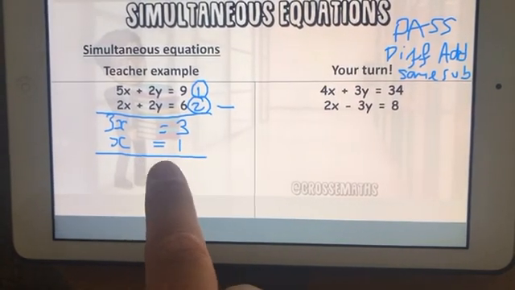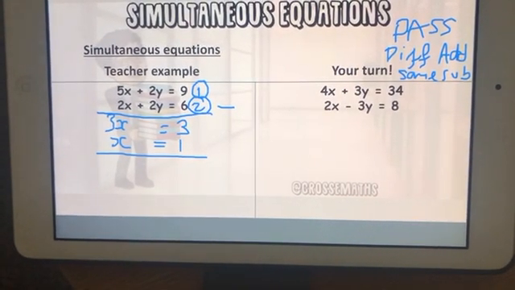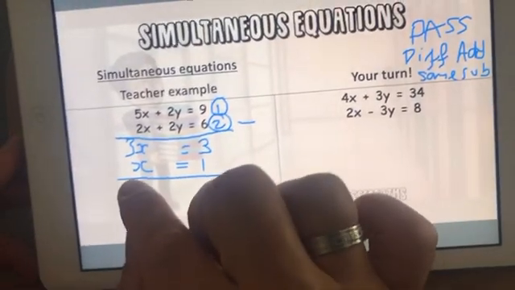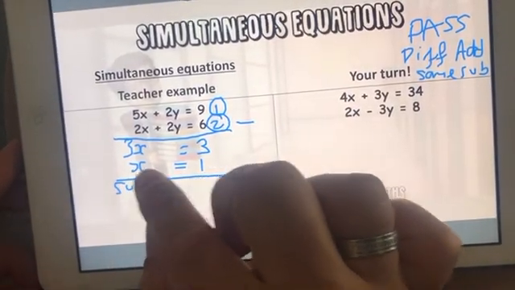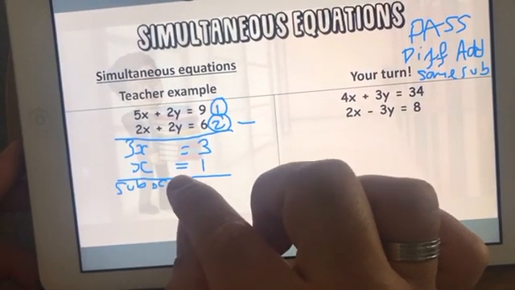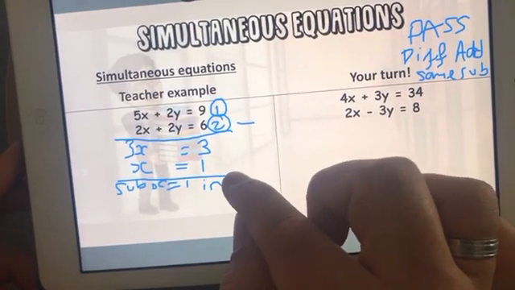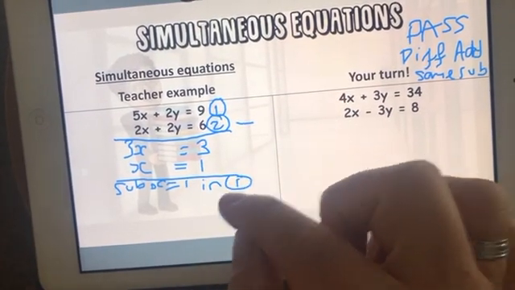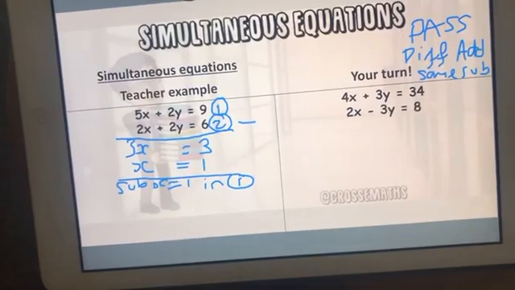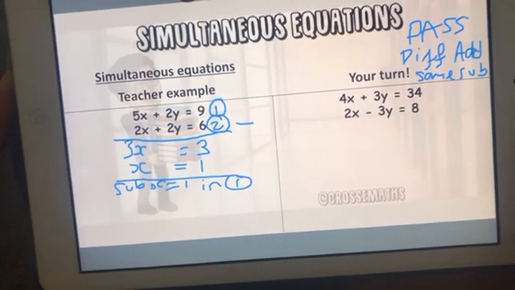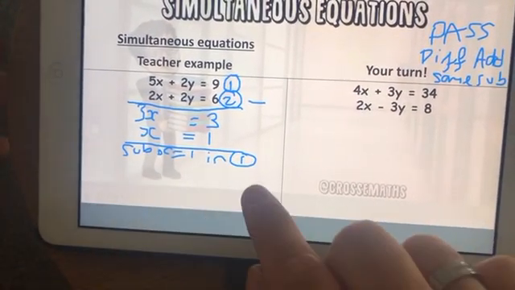Now I know x is 1, so what I'm going to do is substitute x equals 1 into one of the top equations. I'm going to go for equation 1. I usually go for equation 1 just because it means you're doing the same steps every single time. So I'm going to substitute x is 1 into equation 1.